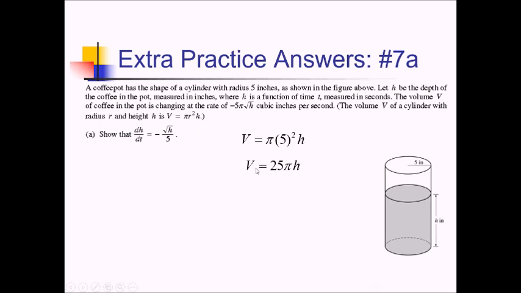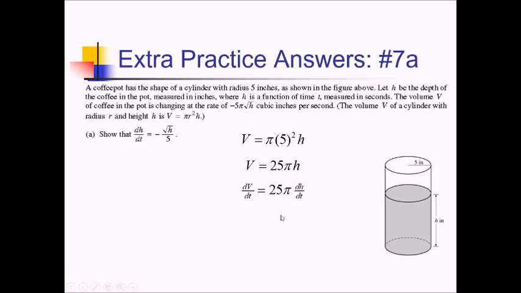So the derivative of V is going to be dV over dt. And over here I'm going to have 25 pi dh over dt. Everything gets multiplied by the derivative of itself with respect to time. All right, well, I'm getting there. I can go a little bit further, though.